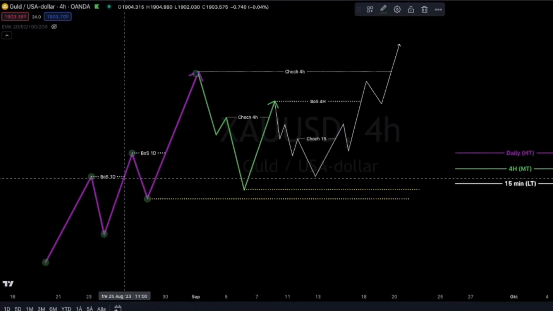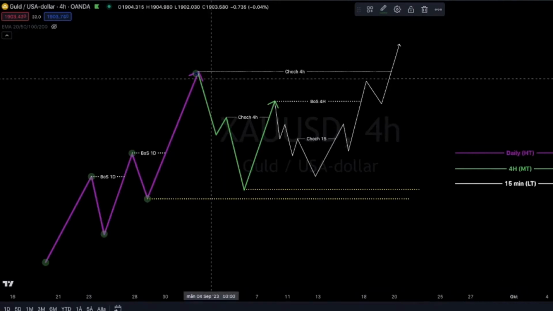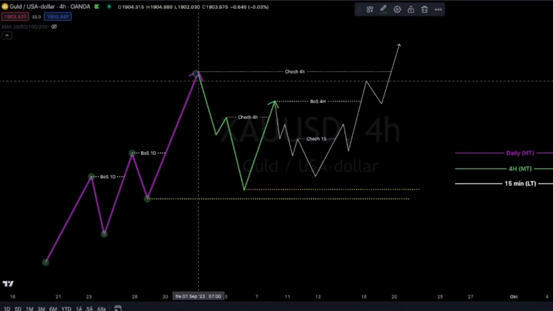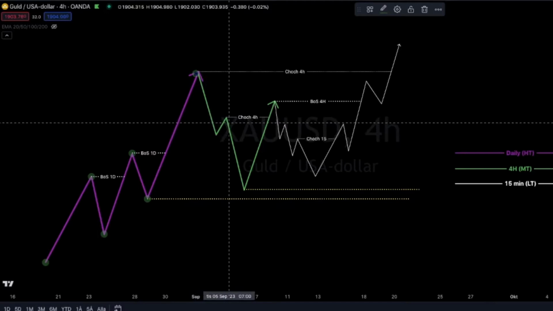And this purple line represents the daily time frame. You can see it here. On the retrace, if we zoom in on the 4-hourly time frame, so this green line represents the 4-hourly time frame, we see market retraces, pushes up, but then retraces more.